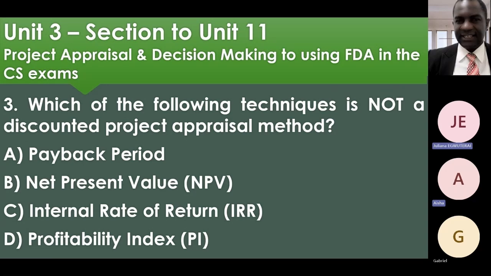Which of the following technique is not a discounted project appraisal method? I forgot how profitability index looks like. I'm not sure. Okay, so you are picking D. I will go for D. Yeah. So you want to change. You were torn between A and D, but I'll go for D.